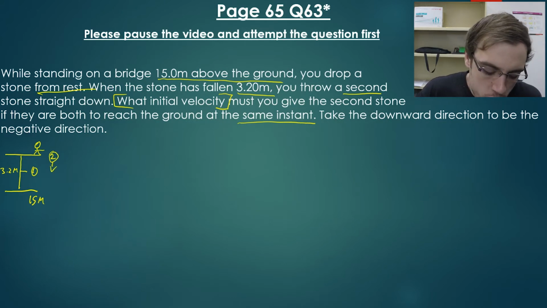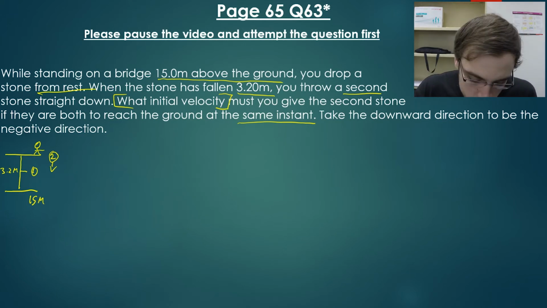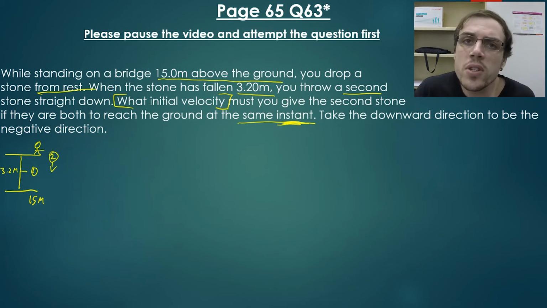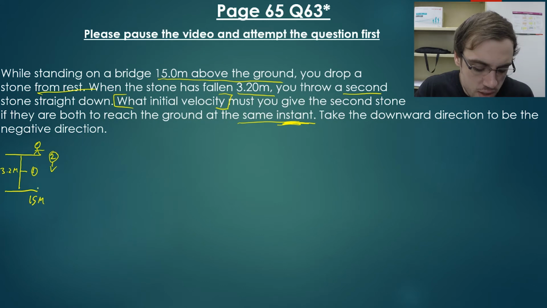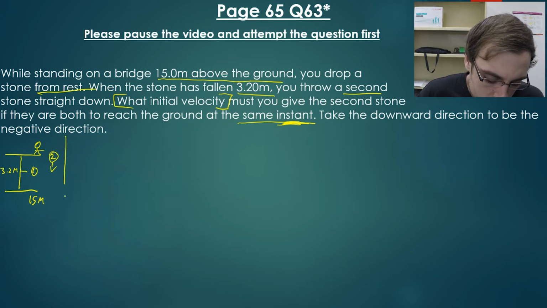Now what we want to know is what velocity we must give this second stone for both of these to hit the ground at the same time, or the same instant. So that is a really key point here. The first thing we need to do is look at this and ask, how long did it take for that first stone to hit the ground? So we'll look at stone number 1.